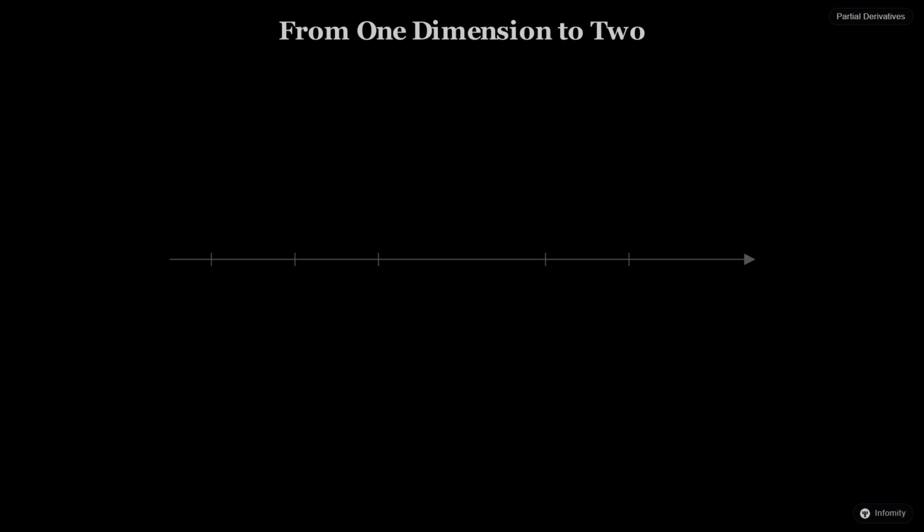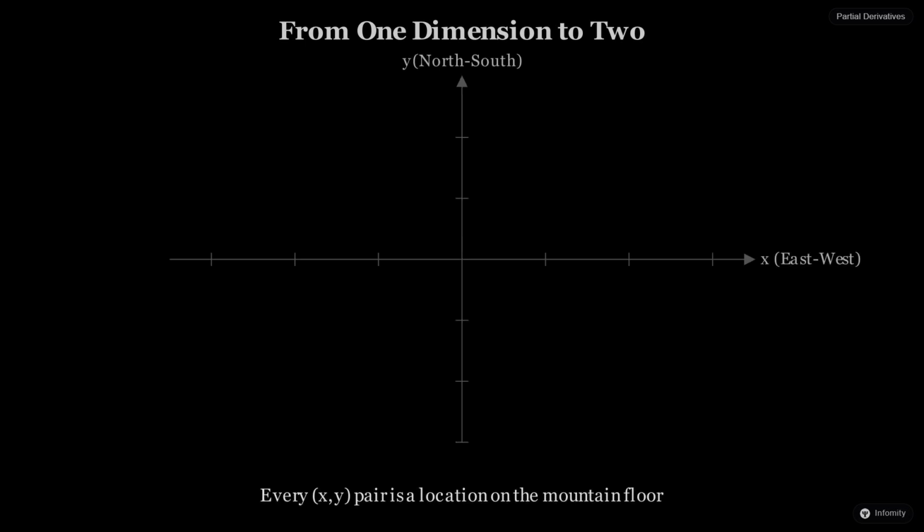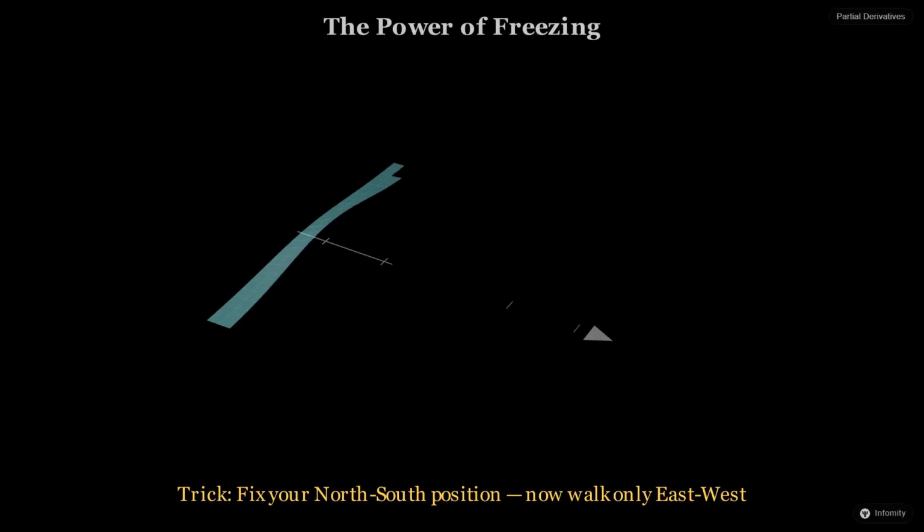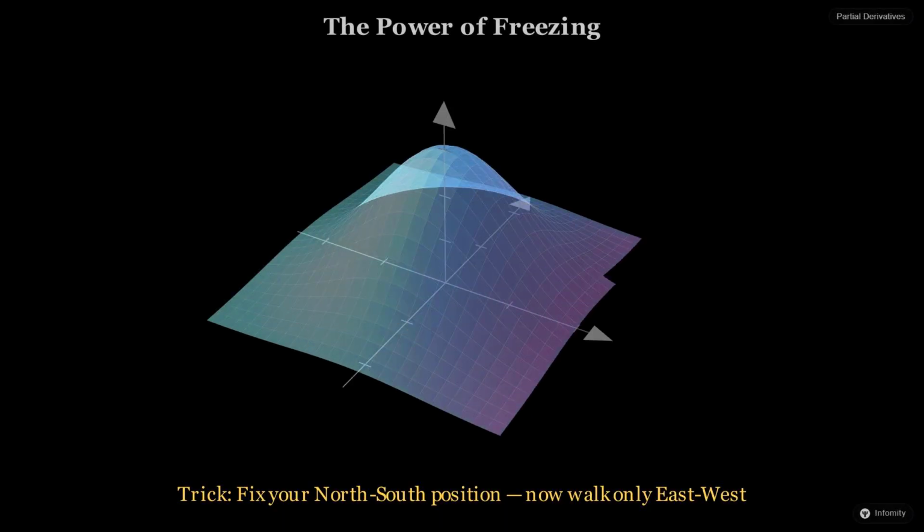We can imagine the floor as a grid where every point tells the mountain exactly how high it should be at that specific location. To understand change here, we need to look at how height reacts when we nudge ourselves across this grid. The secret to mastering this complexity is a trick called freezing.